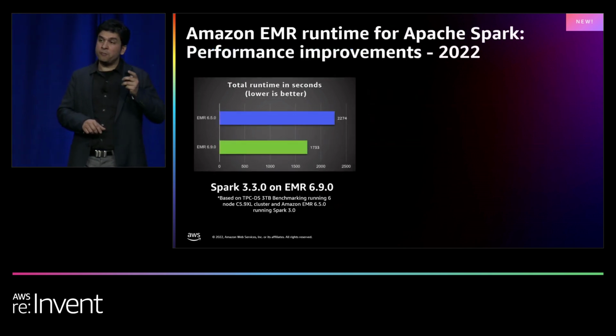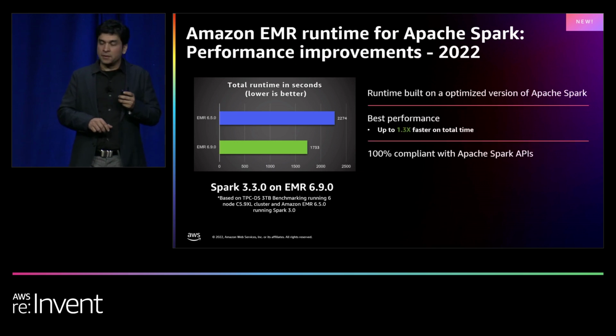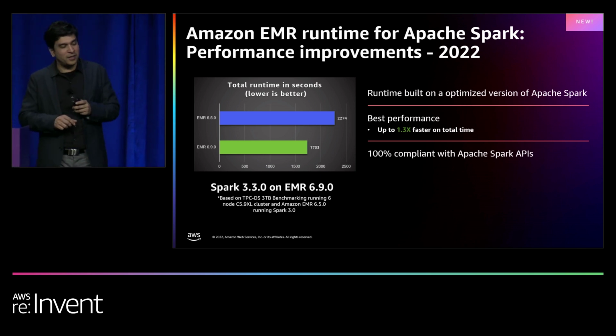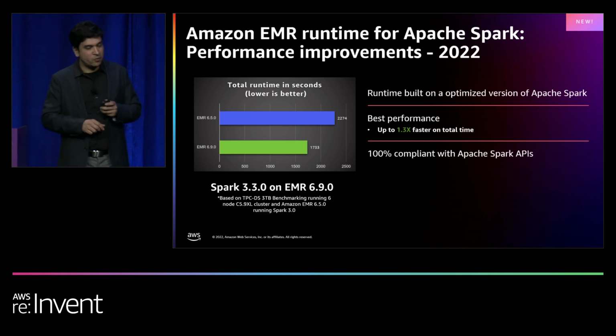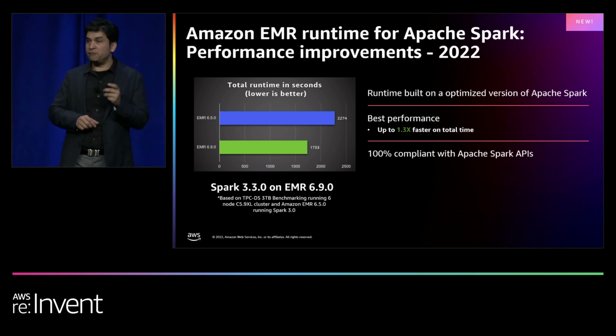We do also compare year over year the improvements in EMR Spark. So if you compare what we call the re:Invent release, which was EMR 6.5, and this year's release, EMR 6.9, you see a 30% improvement. It's 1.3x faster. Again, this is the same benchmark.